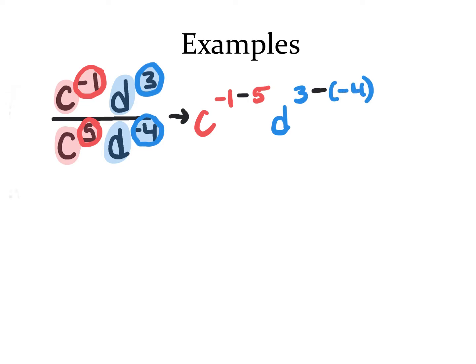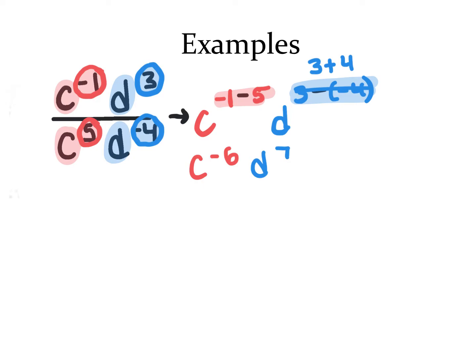Now when I simplify, the 1 minus 5 gives us a value of c to the negative 6. And if I simplify the 3 minus negative 4, we know this is really the same thing as saying 3 plus 4. So this becomes d to the 7th.